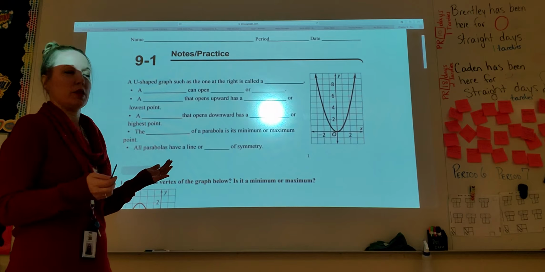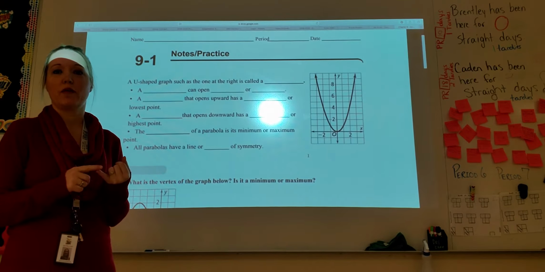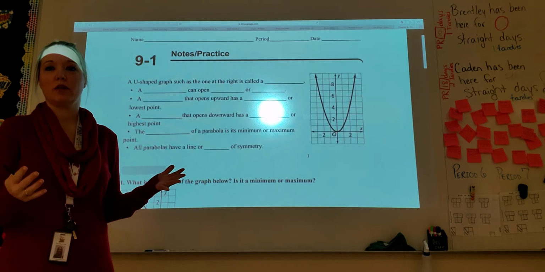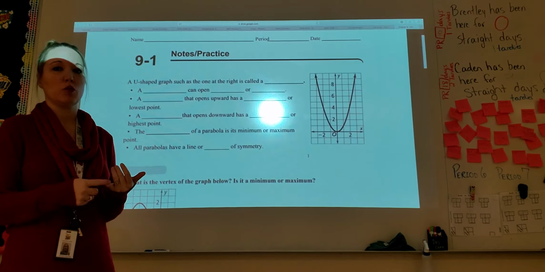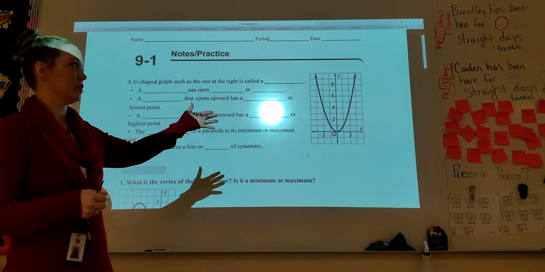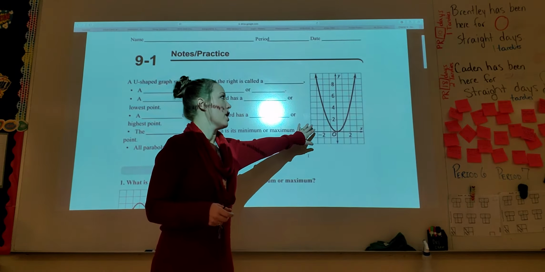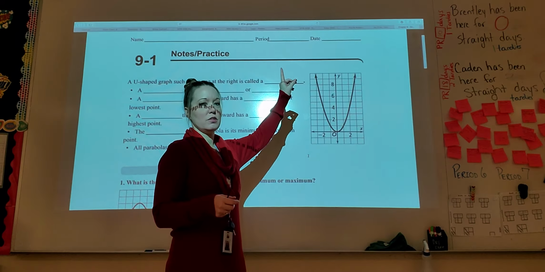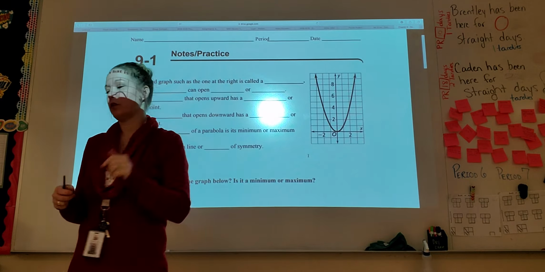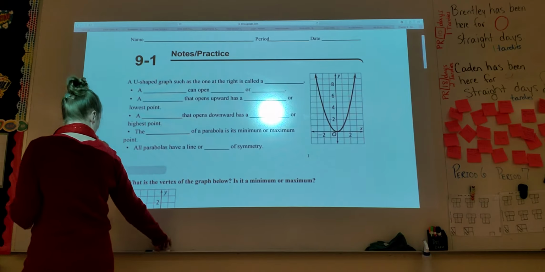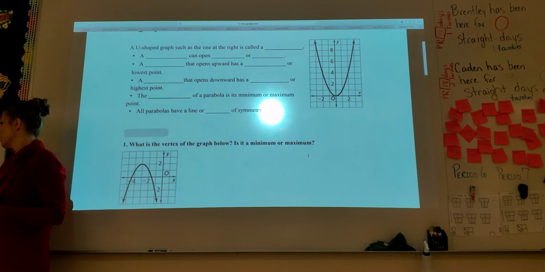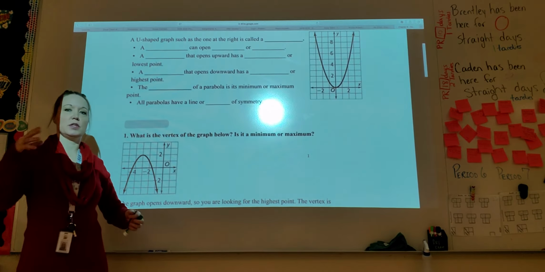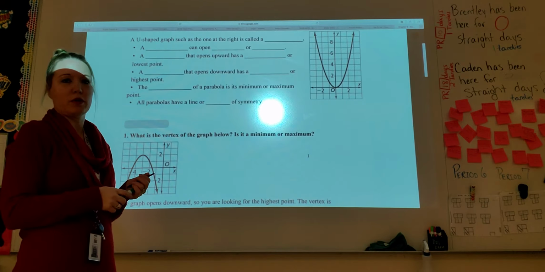So first of all, I just want to say whenever you have an equation, you have a line of some sort. So if you have an equation that has an x squared in it, you're going to have this type of graph right here. It's either going to go up like this or it's going to face down. And we're going to talk about what those are called here in just a second. So on your notes here, we're going to fill in some of these blanks for the vocabulary.